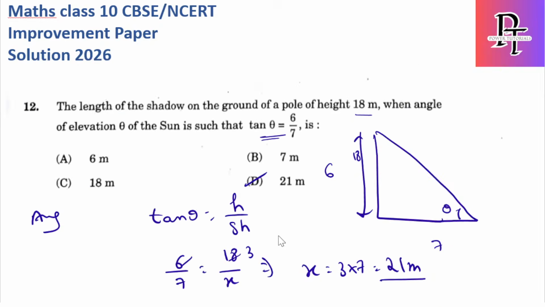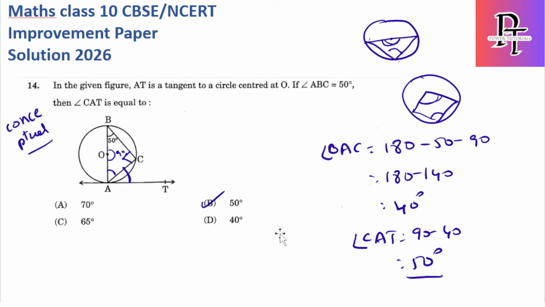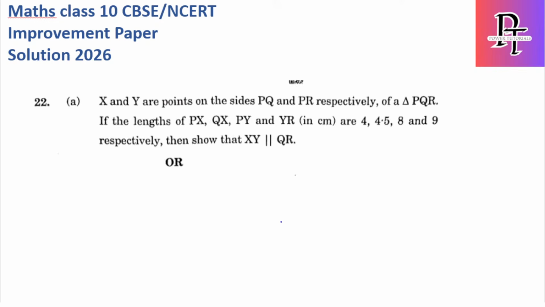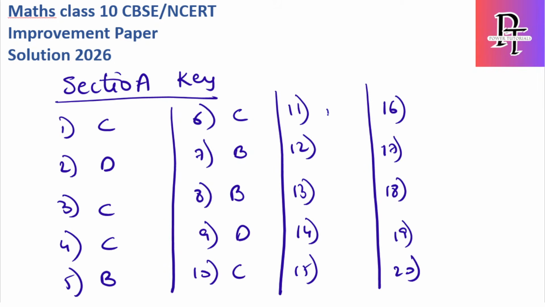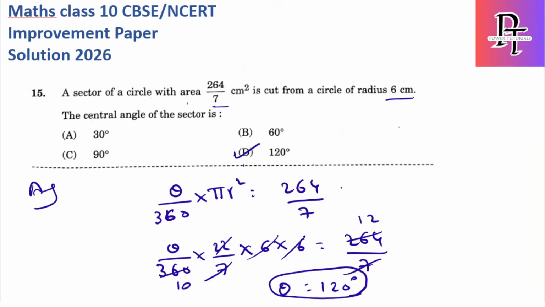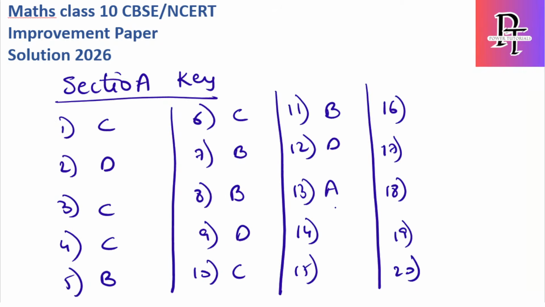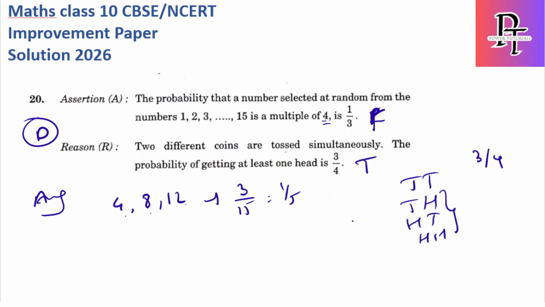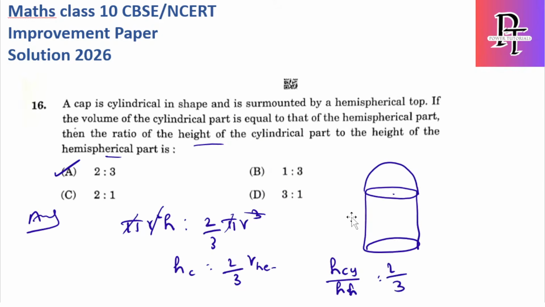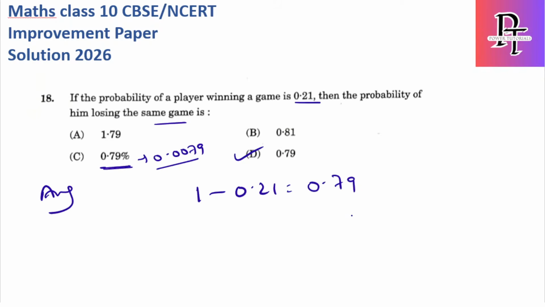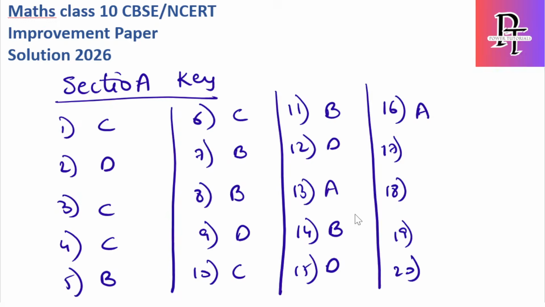Then 11th is B, D, A, and then 14th B, D, A again. Okay, next 17th is A, D, C, D.